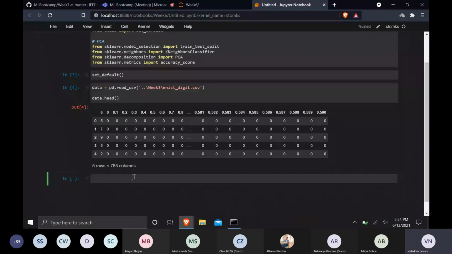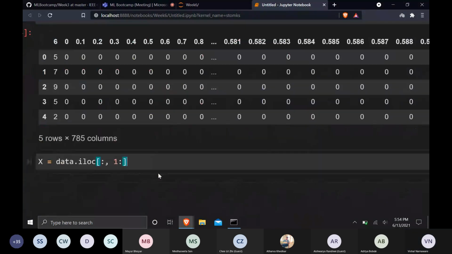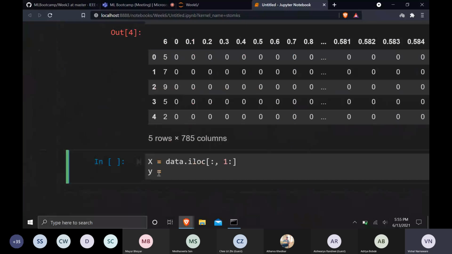The very first thing that we'll do is split our x and y. This is a supervised learning problem, right? We want to classify the different digits given a picture. So data.iloc. We want all rows, and except first column, we want all. Like this. For y, we want all the rows, and we want the first column.